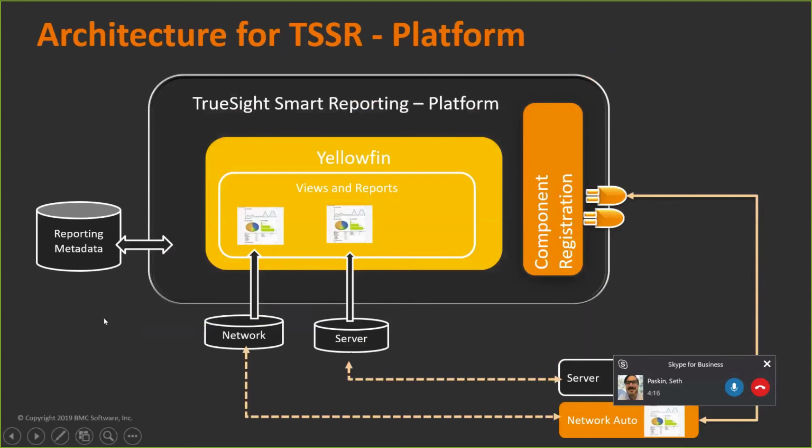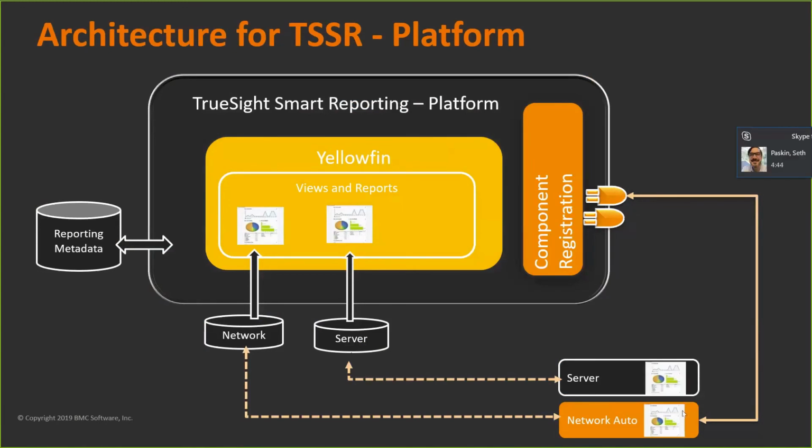TrueSight Smart Reporting internally has a Yellowfin component in it, but if you don't want to use Yellowfin, we have provided the open schema as well, and then the TrueSight Smart Reporting component becomes optional for you, where we give out-of-the-box views and reports. But if you just need the data warehouse and not the out-of-the-box reports or views, then you can use your own engine for reporting. The first component added was server, the next component added is network, and the single system is going to support all these kinds of reporting systems.